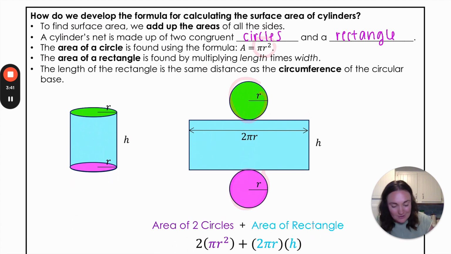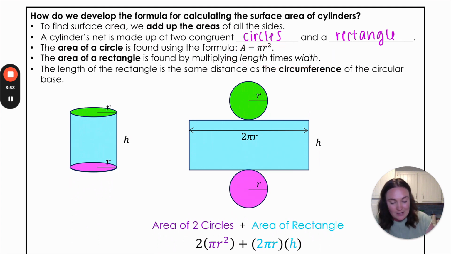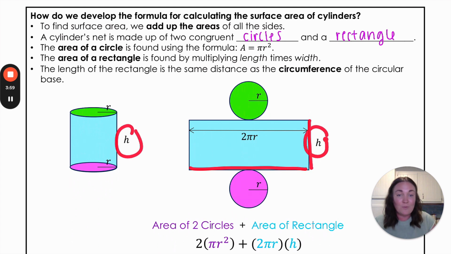So that's where this 2 times pi r squared comes from. It's two of those equivalent circles. Now, the area of a rectangle we find by multiplying the length times the width. So when we take this rectangle, we want the length times the width. Now, we can see that the height is the width. That's going to be one of our sides, so that's where that h comes from.